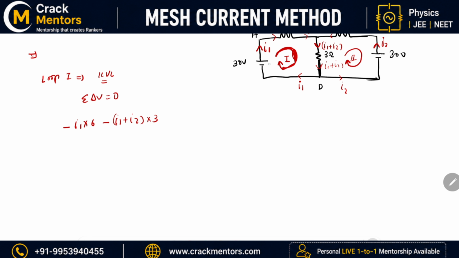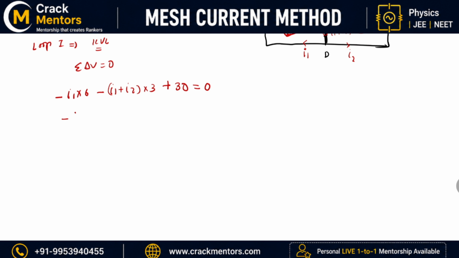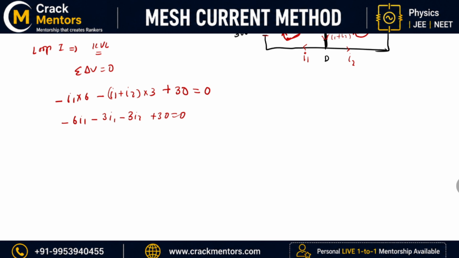So you will find here that finally there is nothing over there, so I have no equation to write here. Again I am going across this, so I am finding that there is a cell that is of 30 volt. Is it minus 30 or plus 30? You are going from the negative to the positive terminal, that means potential gain, that is equal to 0 here. So minus 6I1 minus 3I1 minus 3I2 plus 30 is equal to 0. The first equation.